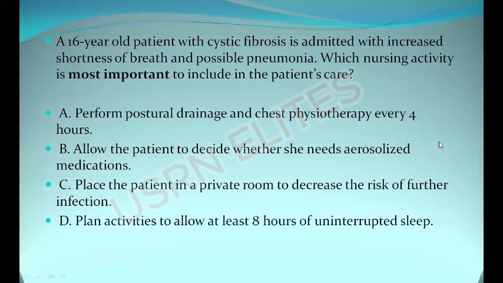I'll go for A. The explanation has been given. I'm confused between A and D, but in the end I would choose A. If the answer is D, I wouldn't be surprised. For D, someone with increased shortness of breath and possible pneumonia means the person's sleeping pattern is being disturbed. So if you plan activities to allow at least 8 hours of uninterrupted sleep, that is good. But A is equally good because you need to perform the postural drainage and chest physio to decrease the secretions. So I'm confused between A and D, but I will choose A.